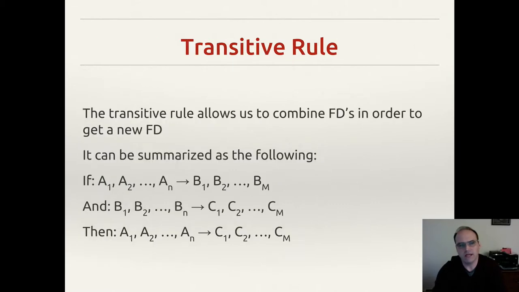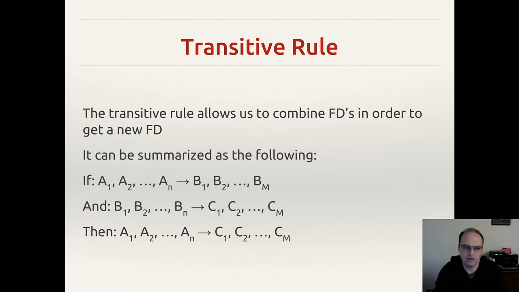Now, what we really care about, though, is this. This is the transitive rule. The transitive rule says that if I have a set B that is functionally dependent on a set A of attributes, and I have a set of attributes C that is functionally dependent on a set B, then I can also say, and this is important, that set C is also functionally dependent on set A. We didn't explicitly say that in the definition, but we can imply it.